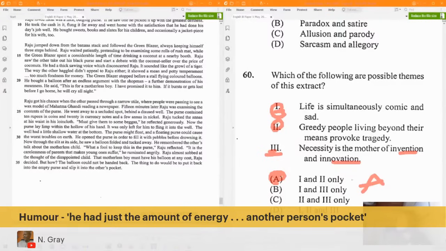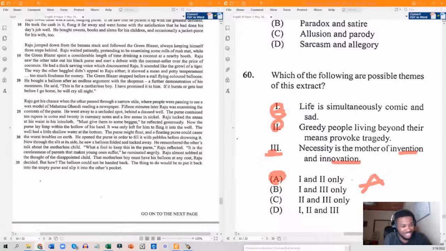Oh yeah. This is supposed to be humorous. He had just the amount of energy to basically rob somebody. Yeah, I thought that was a pretty crafty line.